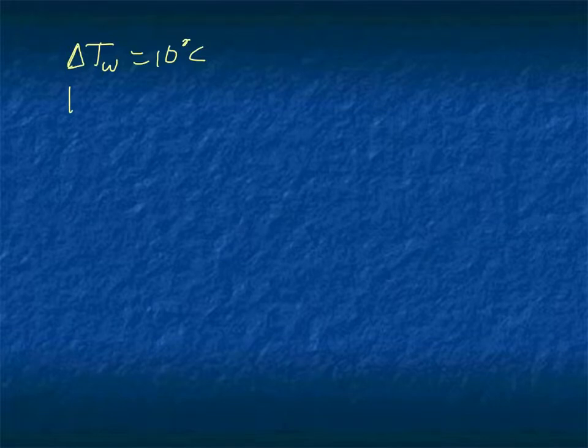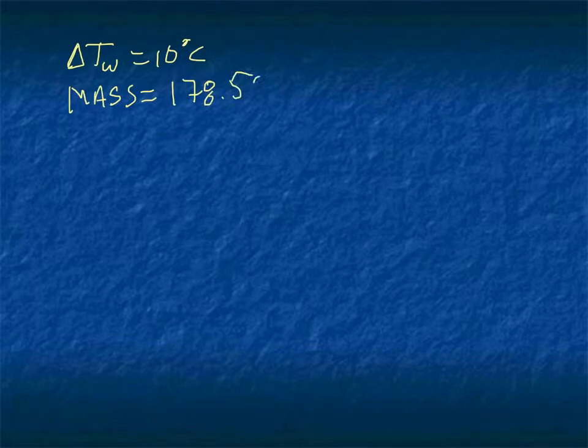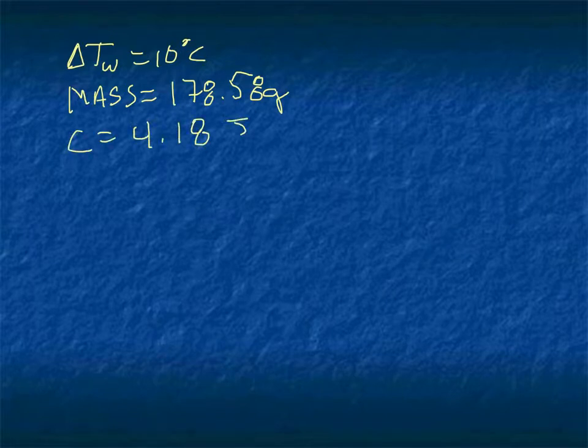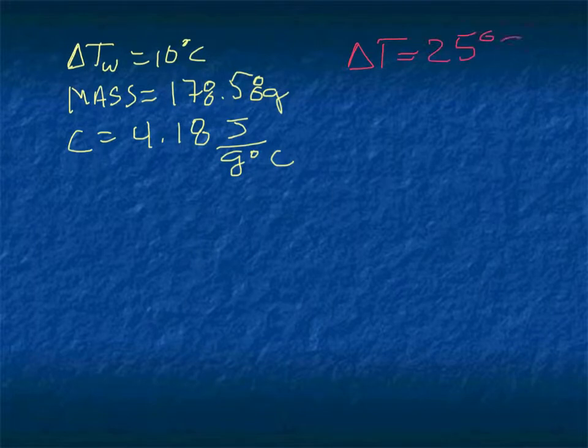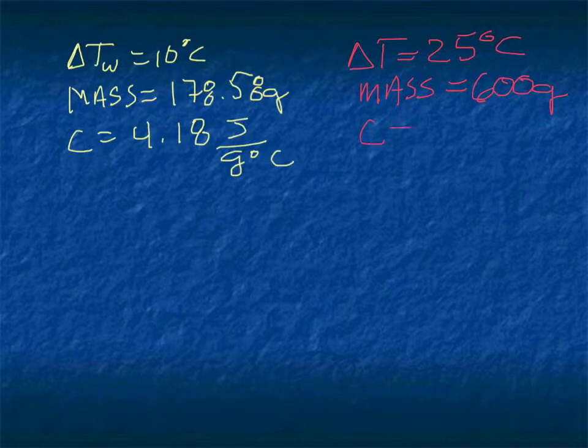Okay, so now we have our equation here. Let's just remember what we did here. So delta T of the water was 10 degrees C. The mass of the water was equal to 178.58 grams, close enough. And then the specific heat of water, C equal to 4.18 joules per gram degree C. And then we'll do the other colors over here. So our delta T of our metal is equal to 25 degrees C. The mass of our metal was equal to 600 grams. And the specific heat, we don't know, that's our question mark.